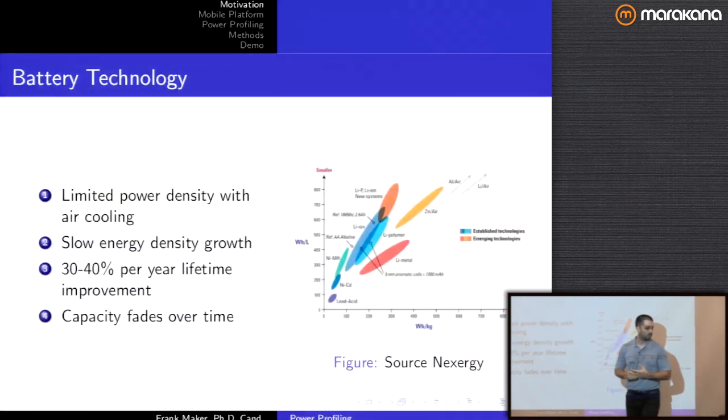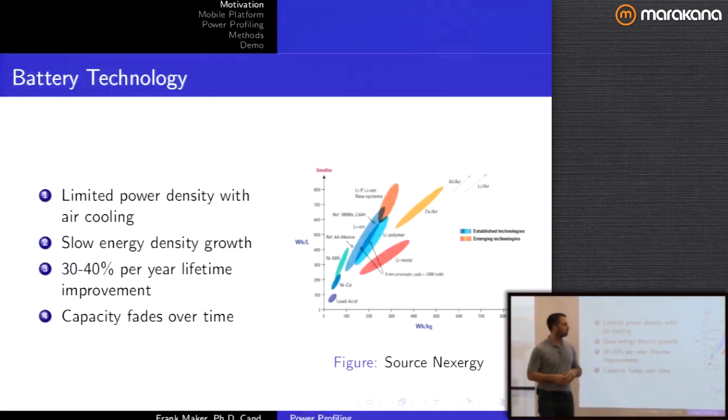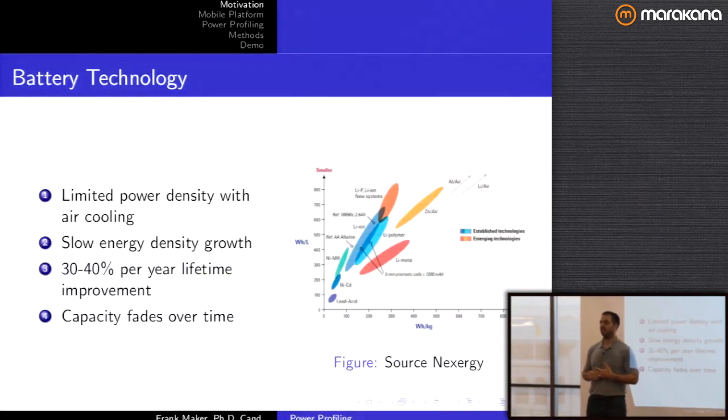All right, so we'll start with the motivation. The main problem with power on smartphones is that the batteries just can't keep up with the smartphones. And this isn't a problem so much of research and development time. It's really, there's some physical limitations involved.